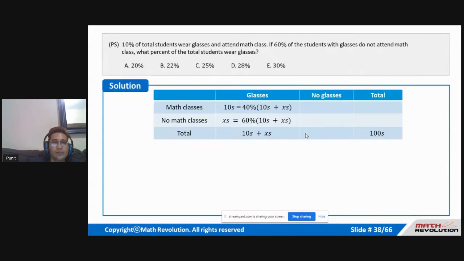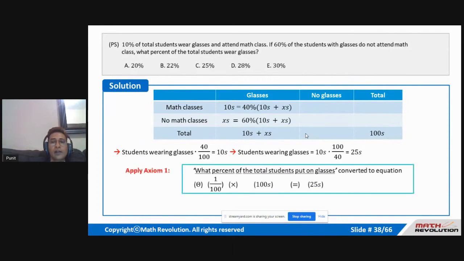Okay. So this is how the complementary table looks like to us. We have math class, no math class, glasses, no glasses. We got the values for math class and no math class. We got the values for total. Total what? 100 students already. So students wearing glasses are 40 over 100. That is equal to 10S. Students wearing glasses are 10S times 100 over 40. That becomes 25S.